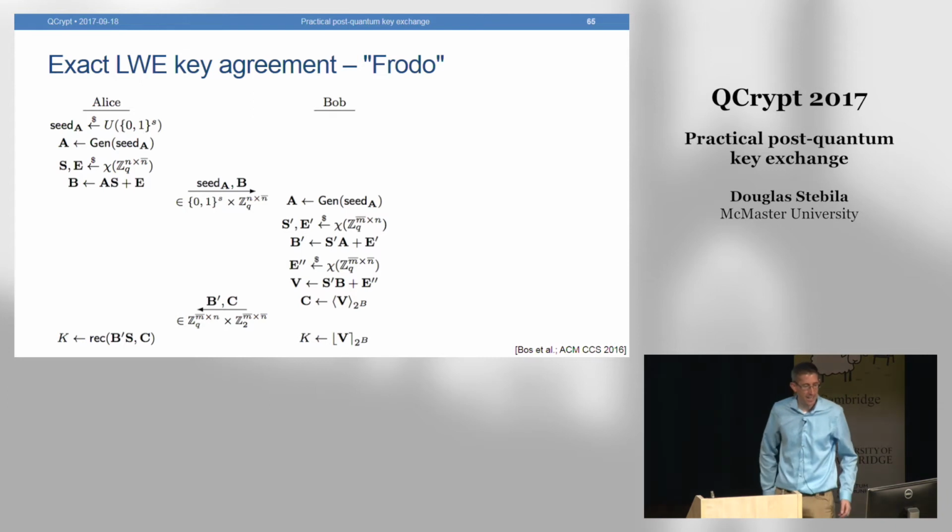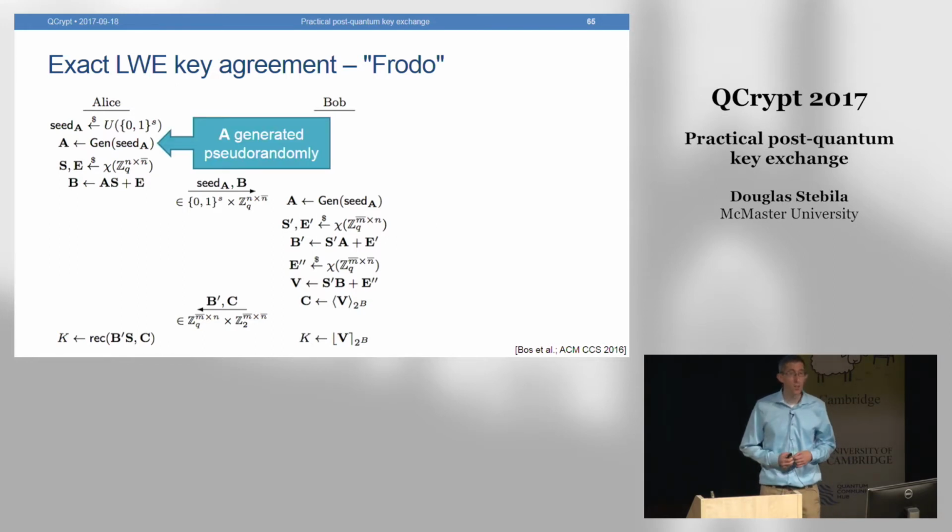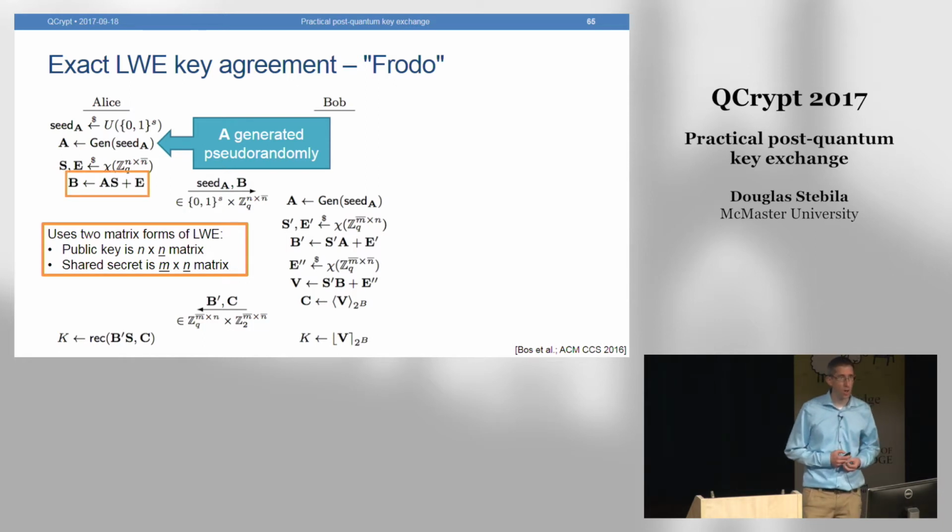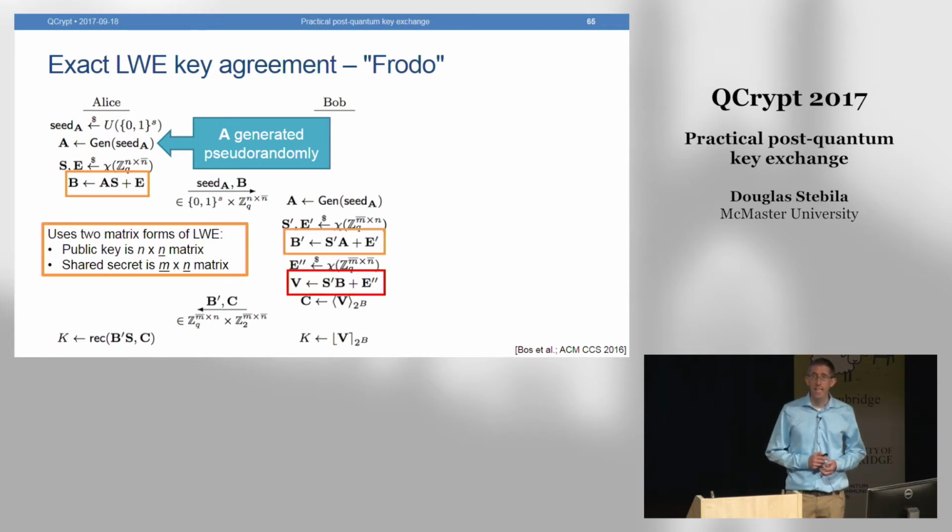So Frodo LWE key exchange. It's quite similar to what we saw on the previous slide, just a little bit more detail that we need in order to actually carry this out in practice. So for example, rather than generate a very large matrix A and send the entire matrix over, it suffices for us to pseudo-randomly generate A. So we only have to send a small seed value over. Our public key here is, again, B equals AS plus E, except it's actually in a matrix form rather than a vector form. And our shared secret, V, is actually a matrix calculation rather than just a vector calculation. And that allows us to obtain a little bit more efficiency.